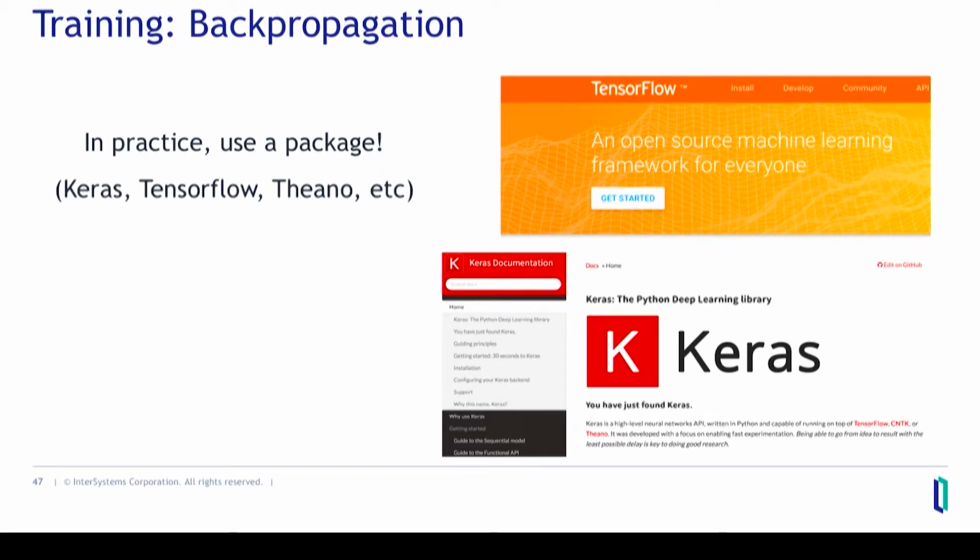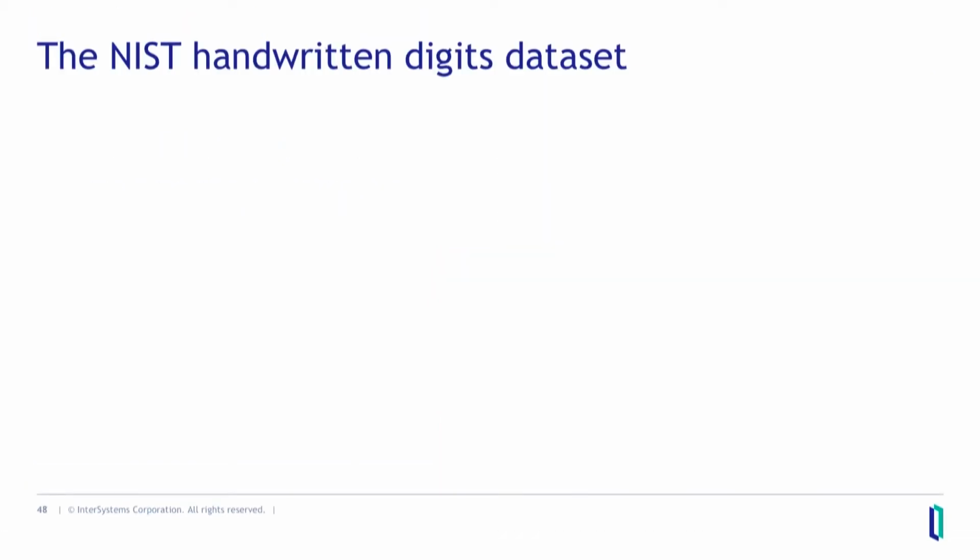So I'm going to hand this off to Don, who will show us a demo of how all this actually works. We're going to use a different data set now than the flowers. The flowers was too easy. So we're going to use handwritten digits. And this is a data set from NIST. And I'll show you what it looks like.